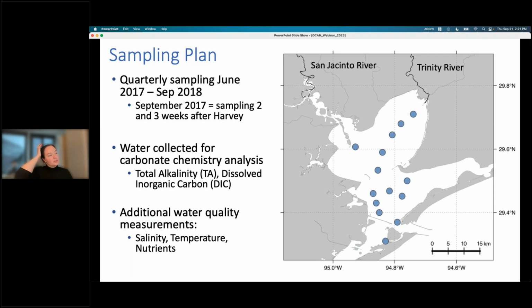We collected water chemistry samples for both total alkalinity that I mentioned previously, which indicates the relative buffering capacity, or ability of the water to resist changes in pH, as well as samples for dissolved inorganic carbon. In addition to these, we collected concurrent samples for salinity, temperature, and nutrient levels. Utilizing all of these parameters together, we can then calculate the rest of the carbonate system, including pH and saturation state, to investigate additional changes in the bay water chemistry after Hurricane Harvey.